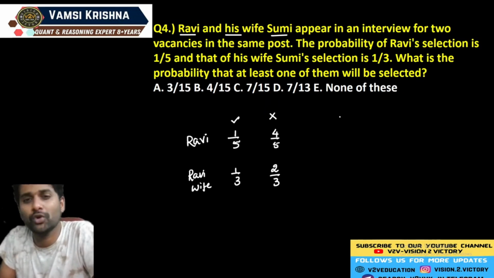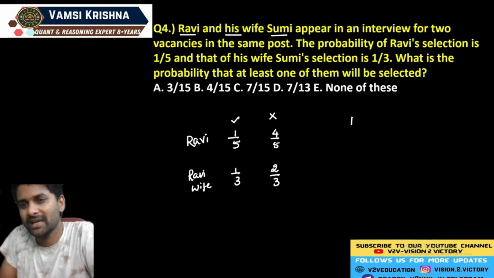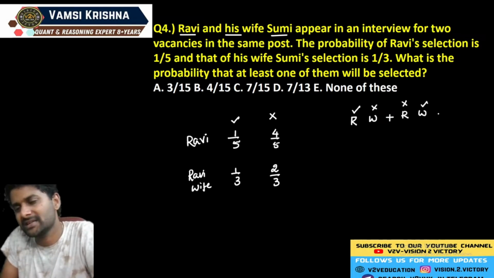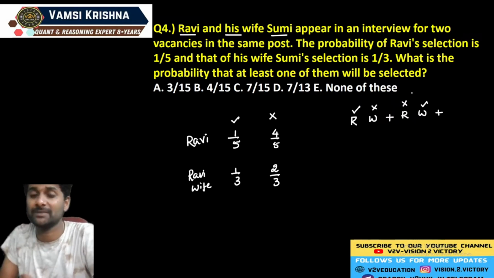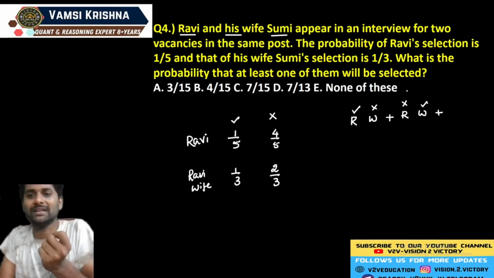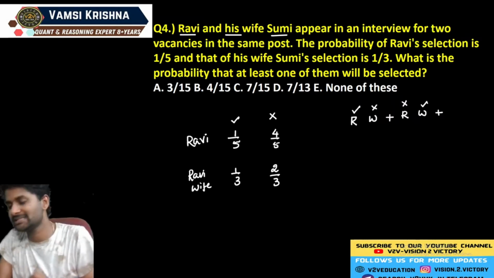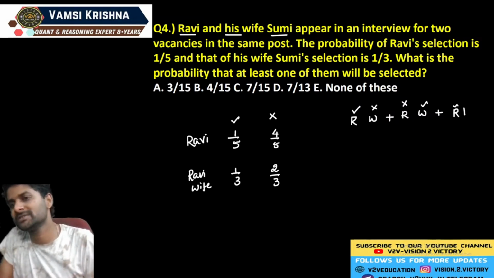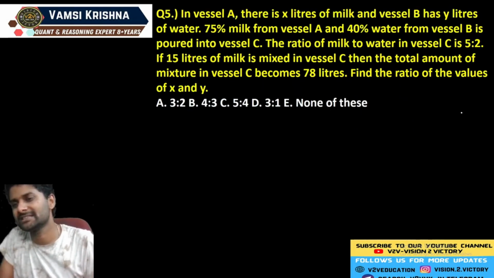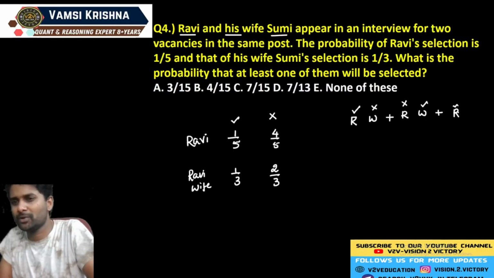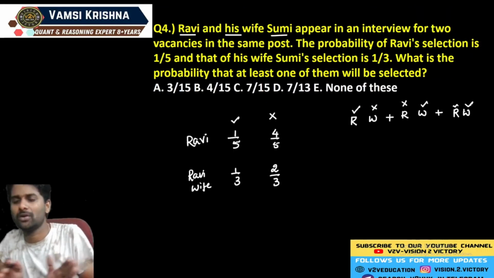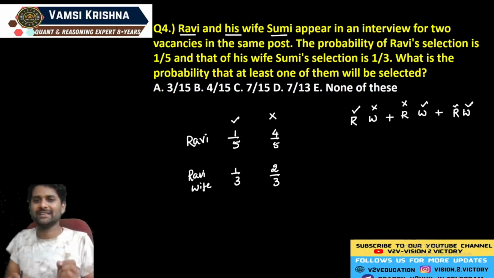At least one of them is selected means, for example, if Ravi is selected, the wife is not selected. Or if Ravi is not selected, the wife is selected. At least is always represented as greater than or equal to that number, which means either one of the persons is selected or both are selected. So this is one of the approaches, guys, but it takes time to calculate all these three cases. Try to understand this here.